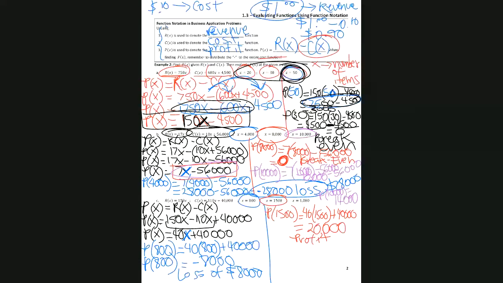Now the last one here is 1,000 items. So let's see what happens there. So what will be the profit of selling 1,000 items? So we have the same equation as here, but now the X is going to be replaced with 1,000.